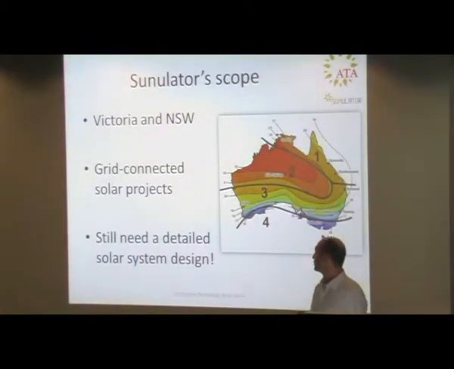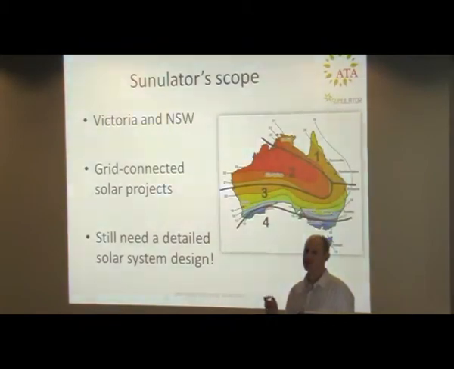Oh yeah, as I mentioned, it's only for grid connected, and it's also good to note on the scope that if you want to put in a grid connected system, then you can't only use Sunulator and then go and put solar panels on your roof. You're going to need to get a proper system design done, taking into account the detailed components and the voltages and the currents and everything. So you'll need a solar installer to do that. Sunulator will give you a good start though on what sort of system you want to put in place.